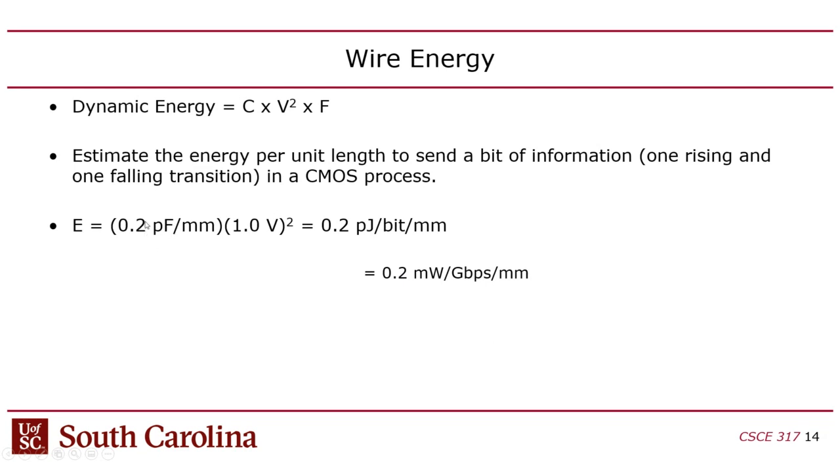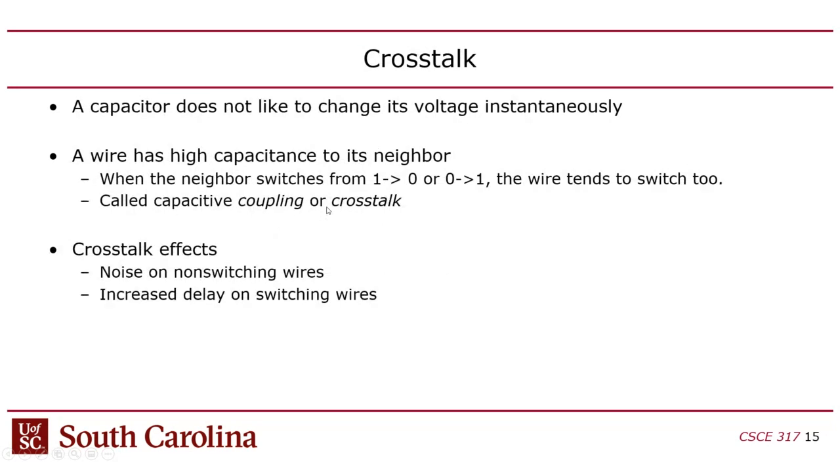In this case, they ask for energy per unit length. You can scale it by a billion to get milliwatts per gigabit per second per millimeter. In this case, per millimeter, because one of the capacitance terms is picofarad per millimeter. But the point is that the energy is capacitance times voltage squared, and then if you multiply that by switching rate, you can then convert that to a power.